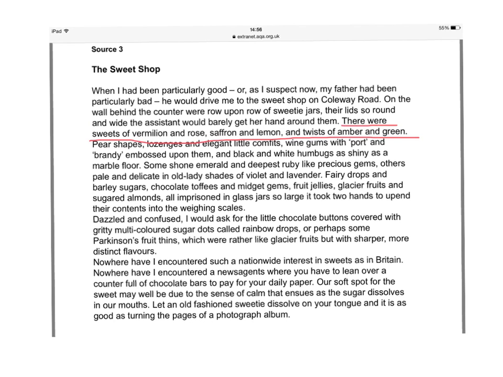On line 5, I have underlined sweets of vermilion and rose, saffron and lemon, and twists of amber and green. This is a list, but an unusual list. What makes this list unusual? What effect is the writer trying to create by using this list? Here's how I would write my mini paragraph.